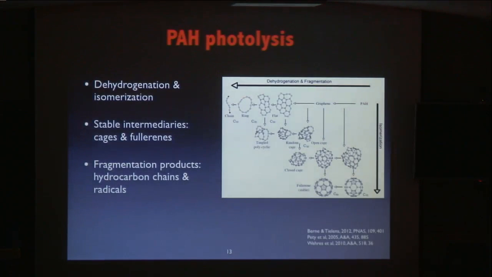And so the general scheme that is thought to be responsible for this is that you start with PAHs, and when you shine UV light on them, you rip off the weakest bond first, and those are the hydrogen atoms. And so you convert these PAHs into graphene, and then from the graphene you go to flats, rings, chains, and eventually the atoms. And at the same time, during this process, you may also have some isomerization taking place to cages and to fullerenes.